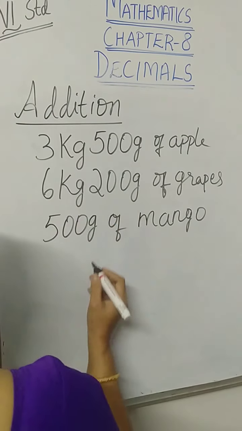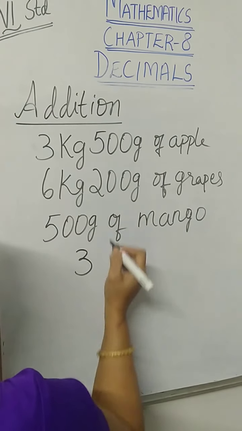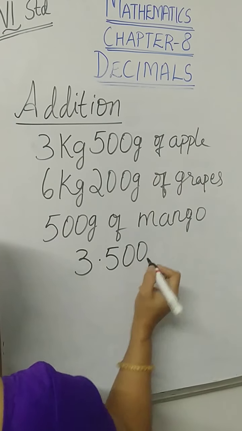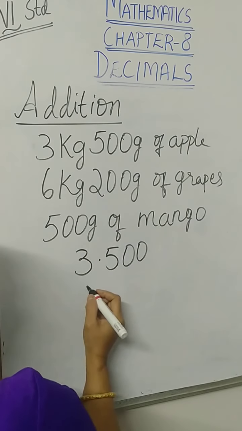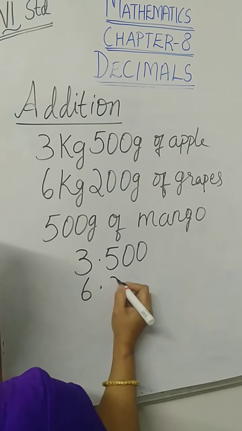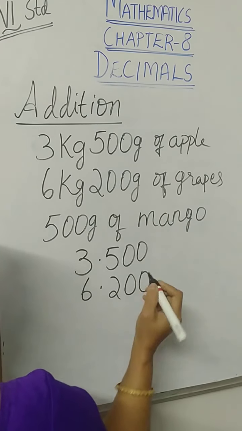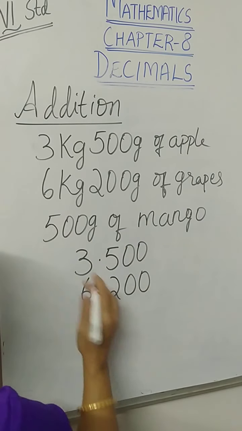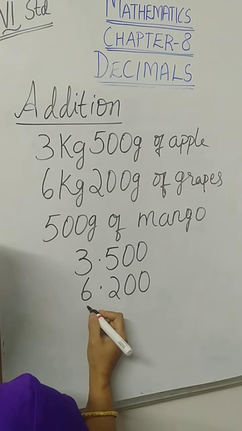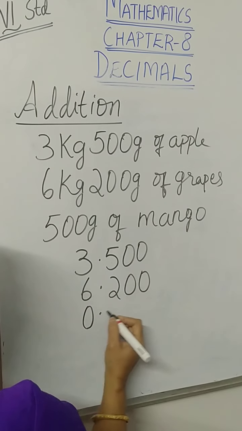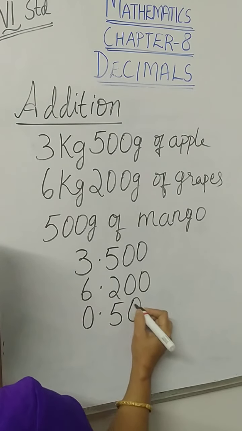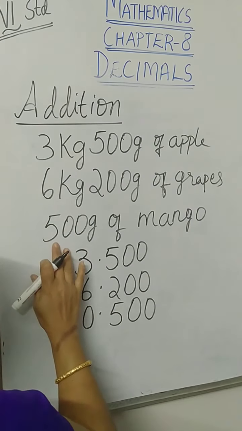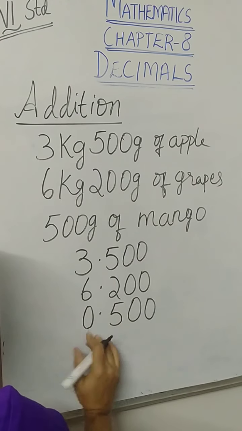Let us add now. Let us write 3 kg 500 grams. We can write it as 3.500. 6 kg 200 gram. We can write it as 6.200. Now look here. 500 gram. Here we don't have kg. So how will you write 500 gram? It is written as 0.500. Did you get it, children? Here we have kg. Here it is only grams. So I have written after the decimal.